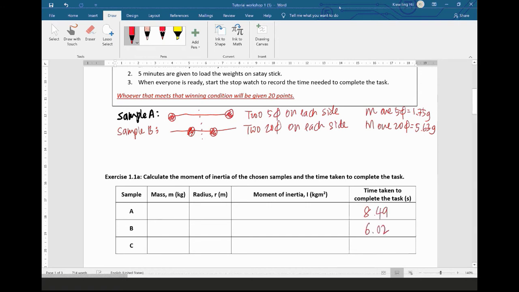Alvin, I will answer your question later, yeah? Okay, so sample A takes longer time. So why is it so? What I want you to do now is calculate the moment of inertia of both the samples. You can delete column C, because we have only two samples here.